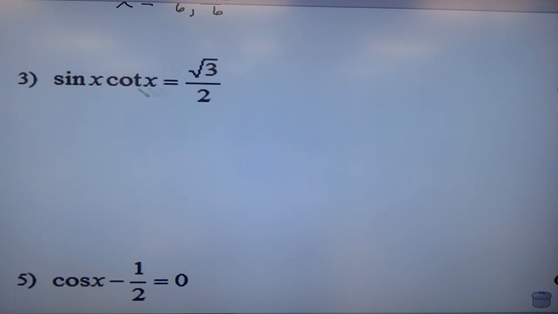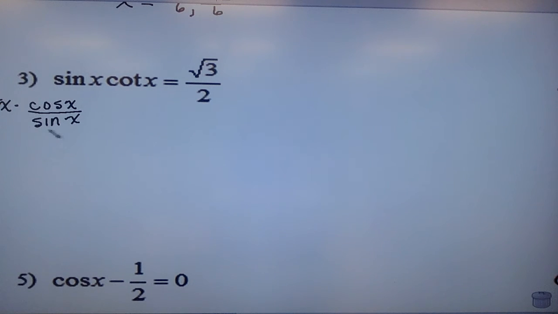Sine x cotan x equals radical 3 over 2. So we don't want to try and solve for these at the same time. But what we can do is we can simplify this expression, and it will come out to be the value that works, okay? All right, so let's change cotangent to what? Good, cosine over sine. Remember, try and change everything to some form of sine and cosine.